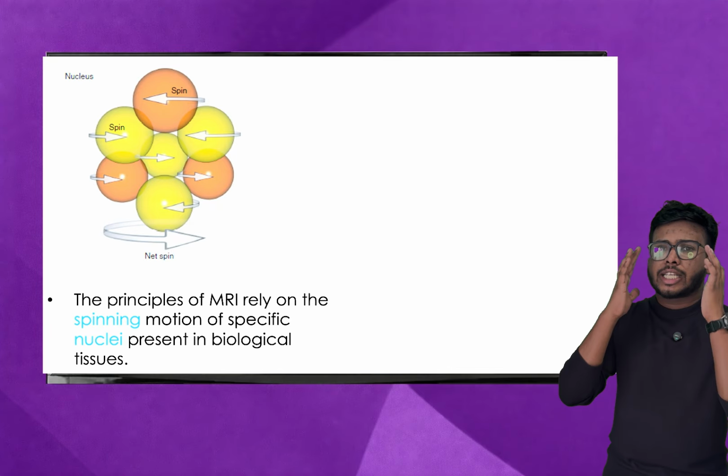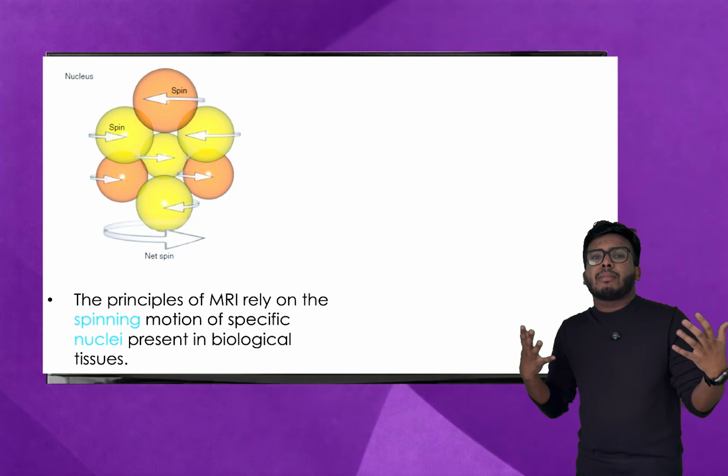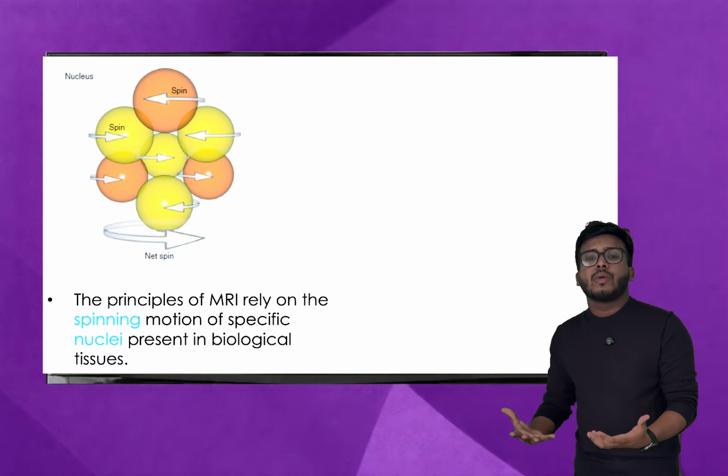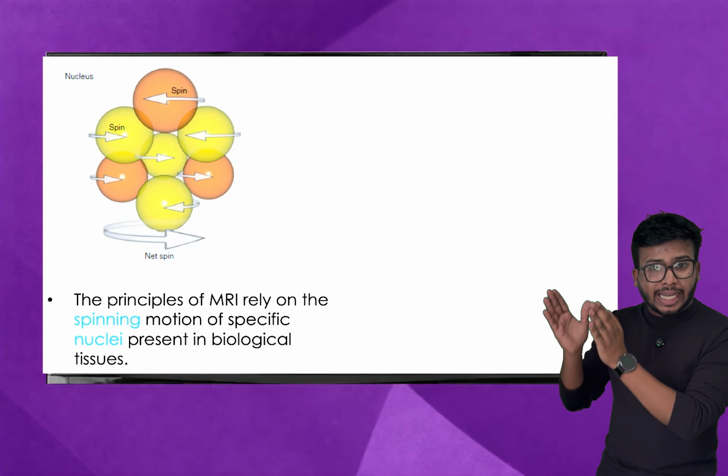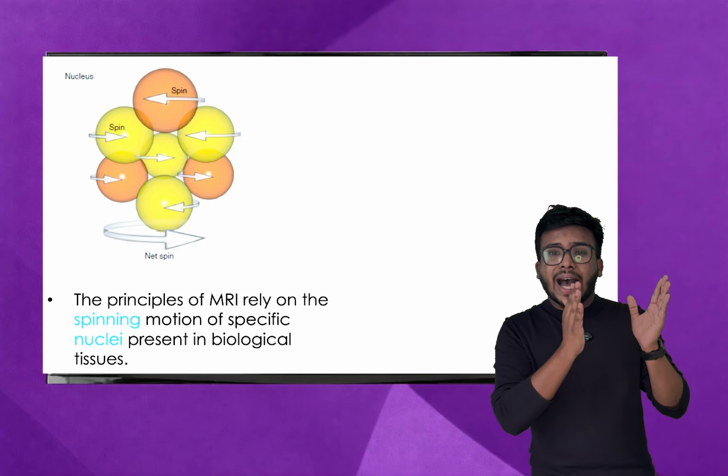Not just the hydrogen atom, we can use any element in MRI if it has a net spin. Now, in a clinical scenario, we are making use of hydrogen protons.